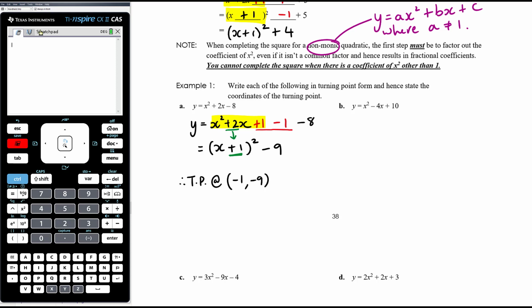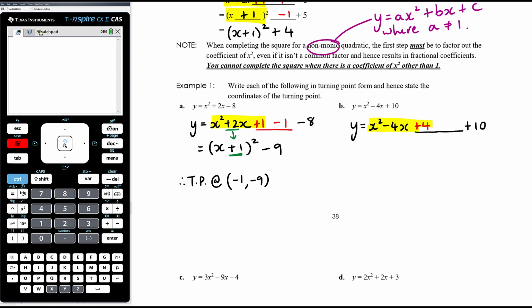Okay, let's have a look at part B. So y equals x squared minus 4x. Let's leave ourselves room to complete the square. We'll just stick our plus 10 over there. So we want to think about halving and squaring negative 4. Half of negative 4 is negative 2, and negative 2 squared is negative 2 times negative 2, so it's positive 4. So we need to add in 4 to create that perfect square.